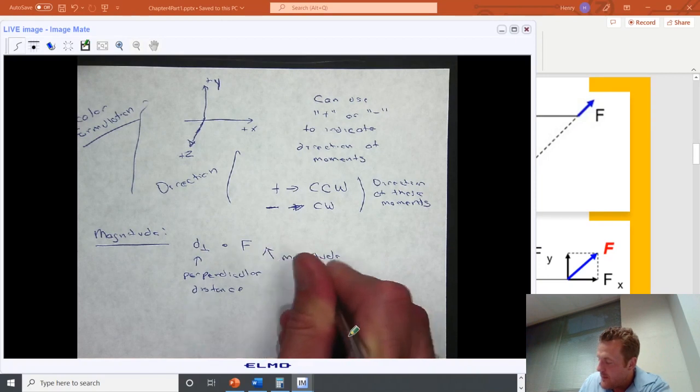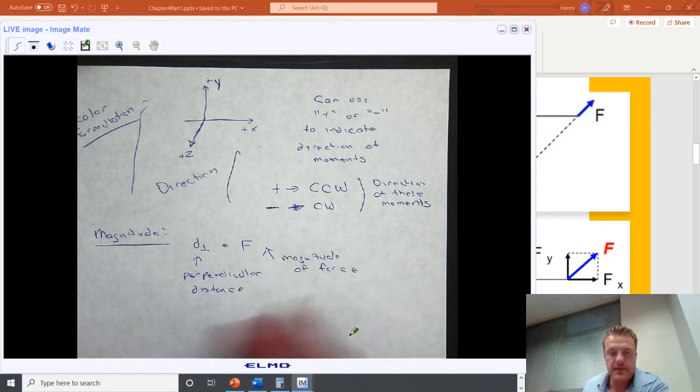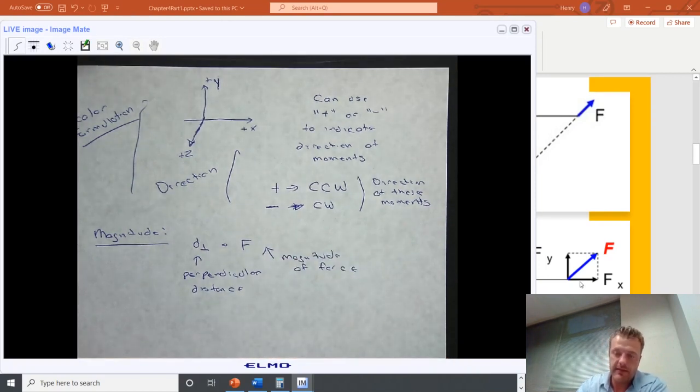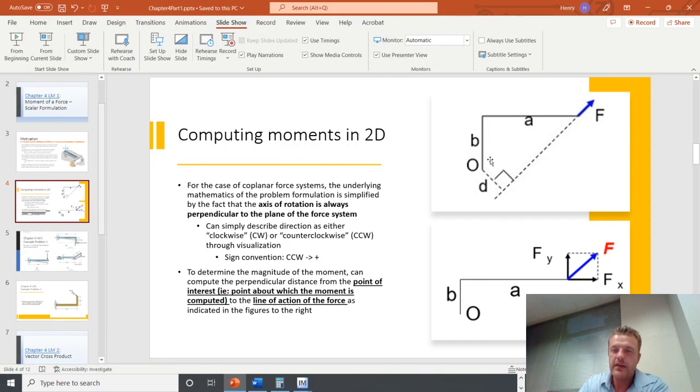And oftentimes what we'll see is if we decompose the force into components, the computation will be easier. And that's what the book is trying to show you here. Imagine you had a body, and we're actually not seeing it here, but we're just given some geometrical distances between some point of reference O and a point of application of the force over here. Say you wanted to compute the moment of this force about this particular point.